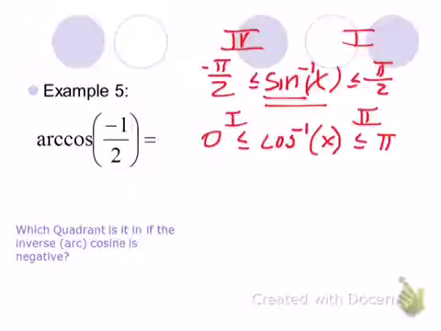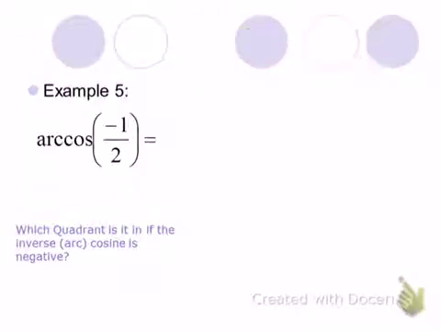The inverse sine is always going to be an angle in the fourth or first quadrant. The fourth quadrant in a negative direction from 0 to negative pi over 2, and then from 0 to pi over 2 is the first quadrant. So those two facts are absolutely huge. It would make no sense for the inverse cosine to be anything other than an angle in the first quadrant or the second quadrant. It has to be there. Can't be anywhere else.